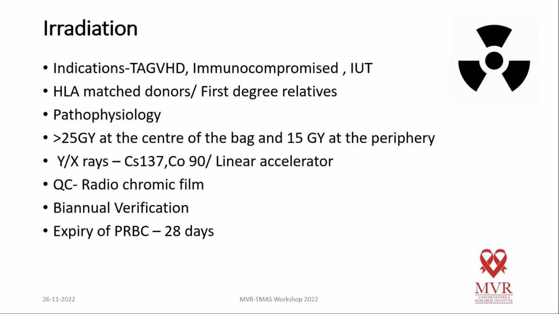That's what we are using over here, but it has its own challenges. The QC has to be done with each lot that is being irradiated, using a radiochromic film. Biannual or annual verification of the particular equipment has to be done. That is a BARC approval that has to be done repeatedly. The expiry of RBCs is 28 days. Platelets don't vary, because platelets are anyway only stored for 5 days.